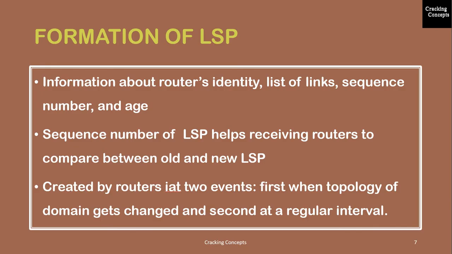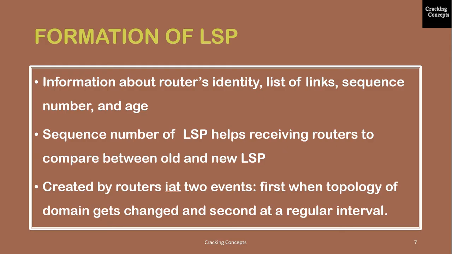The sequence number helps receiving routers to compare between the old link state packet and the new link state packet, and also facilitates the flooding feature of link state routing. The age of the link state packet helps routers in the domain to decide the time at which they must be discarded. They are created by routers in the domain at two events.